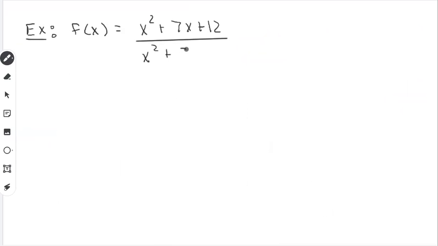So let's say we had that example where we had f of x equals x squared plus 7x plus 12 on top. And let's say we had x squared plus 8x plus 15 on the bottom. Well, we factored this, we canceled out common factors, and now we know that the top should be x plus 4, and the bottom should be x plus 5. So now we're going to identify the horizontal asymptotes, the HAs.